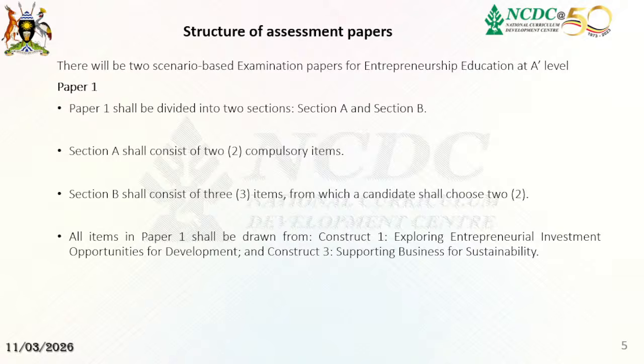Then that last bullet is very key. It emphasizes that all items in paper 1 shall be drawn from construct 1, which is exploring entrepreneurial investment opportunities for development, and construct 3, supporting business for sustainability. So being that taxation is in construct 3, to respond to my colleague, it's an indicator that taxation will be assessed under paper 1.